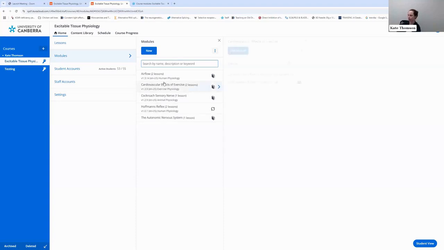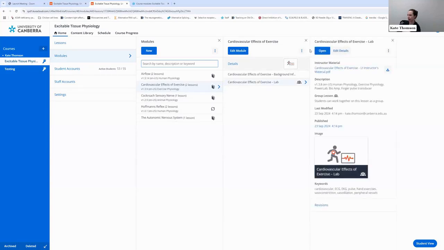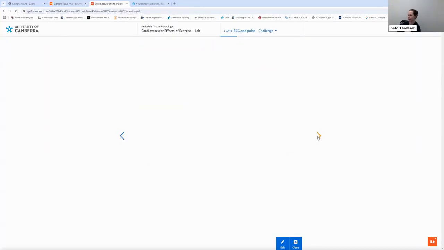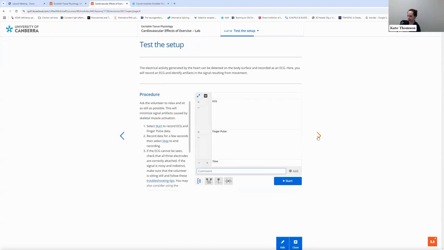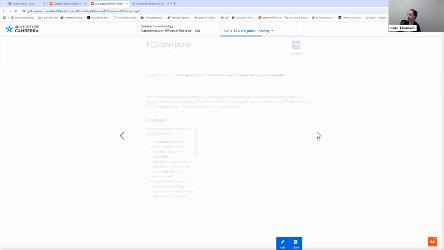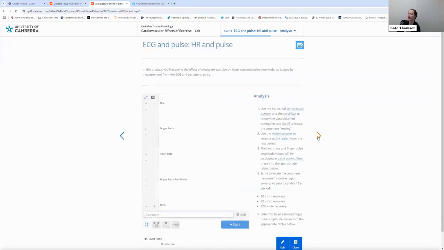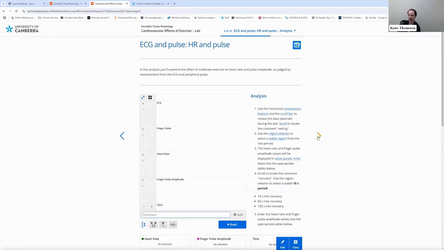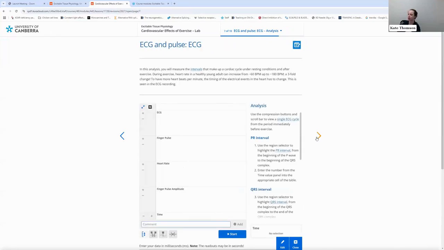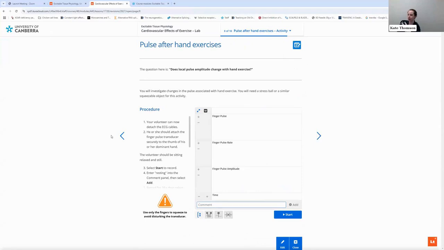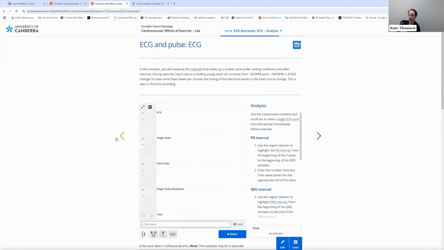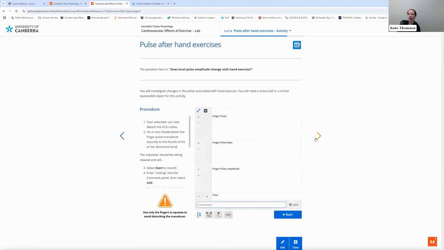So for cardiovascular, we just use the effects of exercise lab. So you have the general setup of an ECG and finger pulse transducer. And then we get them to set a baseline, look through the ECG, look at how the ECG best correlates to your finger pulse. And then you do a systemic exercise. We just get them to go for a run around the building, measure the heart rate after that, and then we get them to do it after hand exercises to compare what is called systemic versus local exercise.